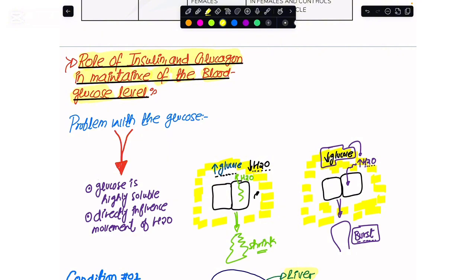Now, here we have insulin, and with us is the glucagon hormone. Before we proceed, the first scenario is: what problem do we have with the glucose molecule? Glucose is required by the mitochondria for aerobic respiration, but it is highly soluble, and when it is highly soluble, it has a direct impact on the movement of water.